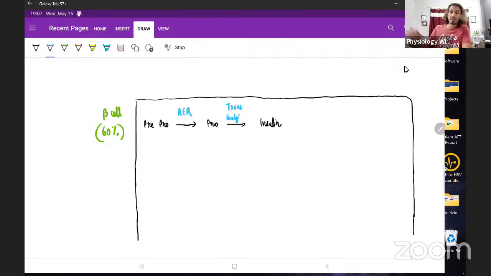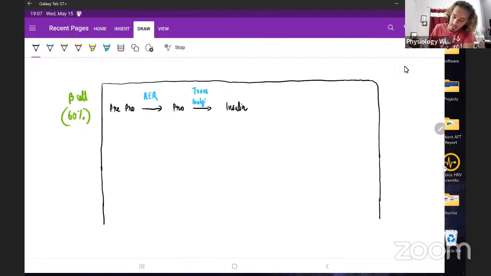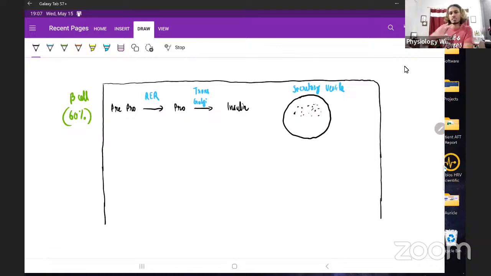Now this insulin is actually released in secretory vesicles and stored over there. So this is there in your secretory vesicle, and inside that, we have your insulin. Now, one thing I want you to understand is that in the pre-pro form, as it is cleaving, you have an A component, a B component, and a C component. Different chains are there.